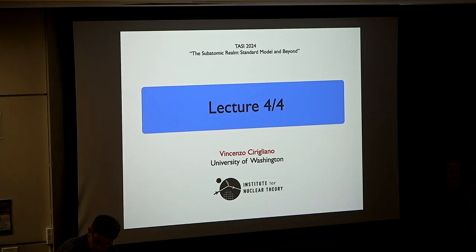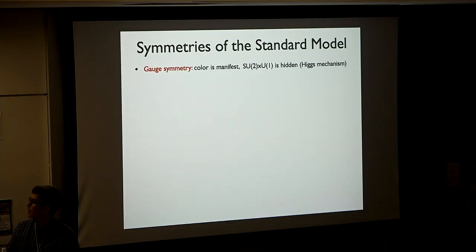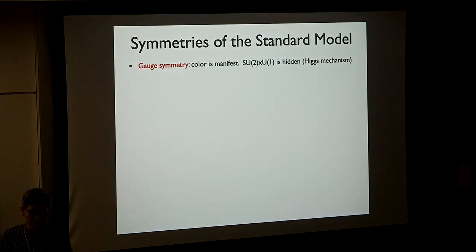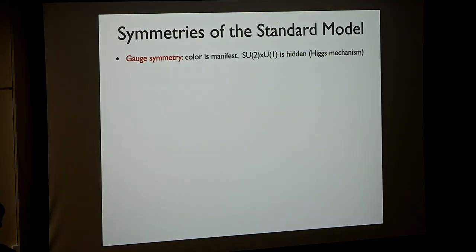So right now, what I wanted to do was pause and look at the symmetries of the standard model and go through that. Obviously, the gauge symmetry that we started with was the thing we wanted to build our theory on. It is manifest for color, and it's hidden, as we saw, through the Higgs mechanism in SU(2) cross U(1). So that's.